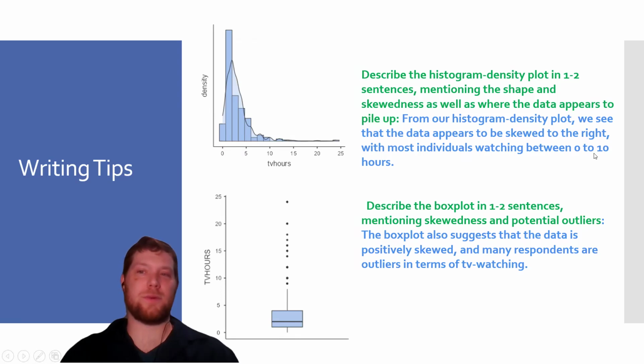So most individuals between 0 to 10 hours fits what we're talking about. For the box plots, you can also basically say one to two sentences, and are there potential outliers? The box plot seems to suggest it's positively skewed, and many respondents are outliers in terms of TV watching. I see a lot of dots here, so potential outliers seem to be fitting the bill a lot.